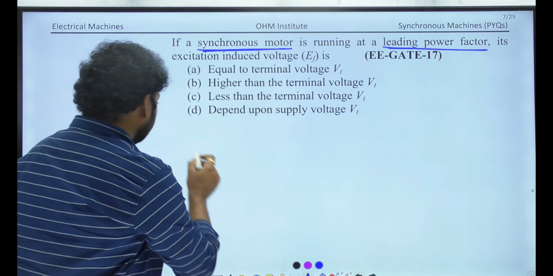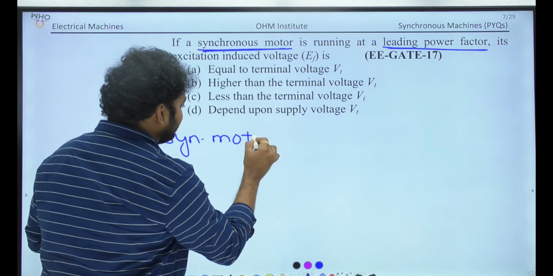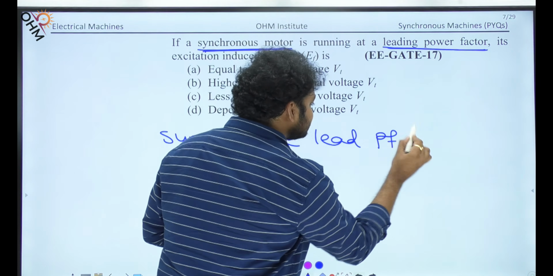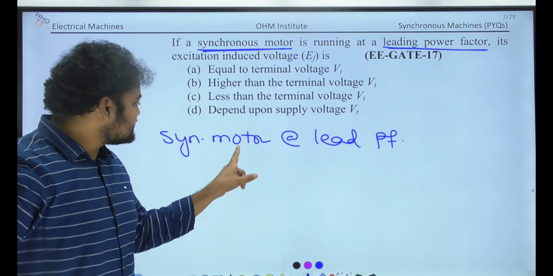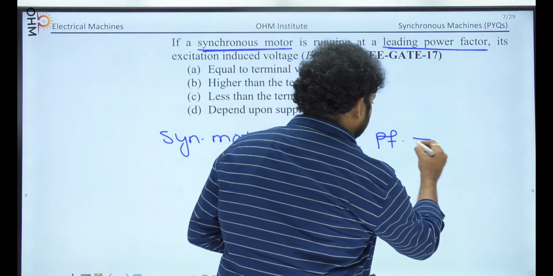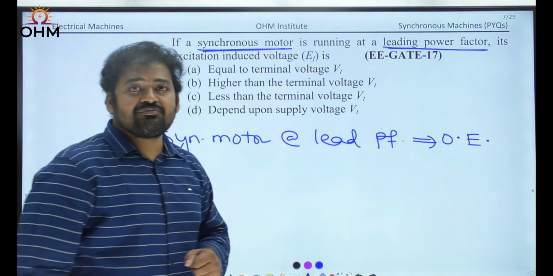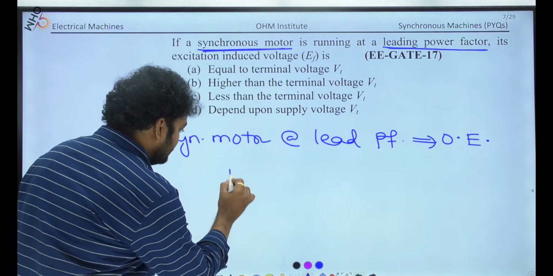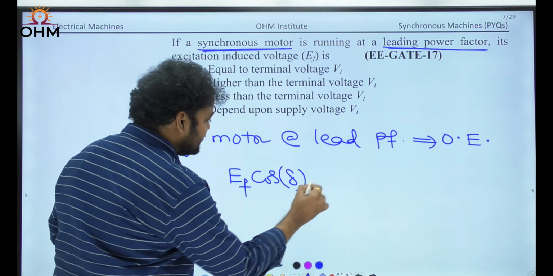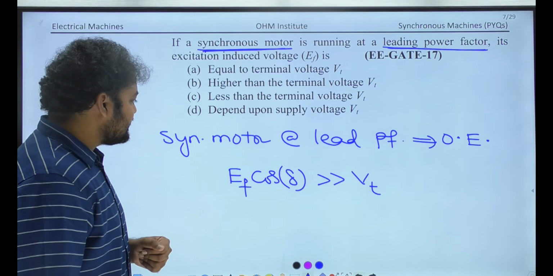We all know that a synchronous motor at leading power factor means what is the excitation? Yes, a synchronous motor at leading power factor means it is overexcited. Overexcitation means what is the condition? An overexcited synchronous machine means EF cos delta is greater than Vt. Okay, EF cos delta greater than Vt.